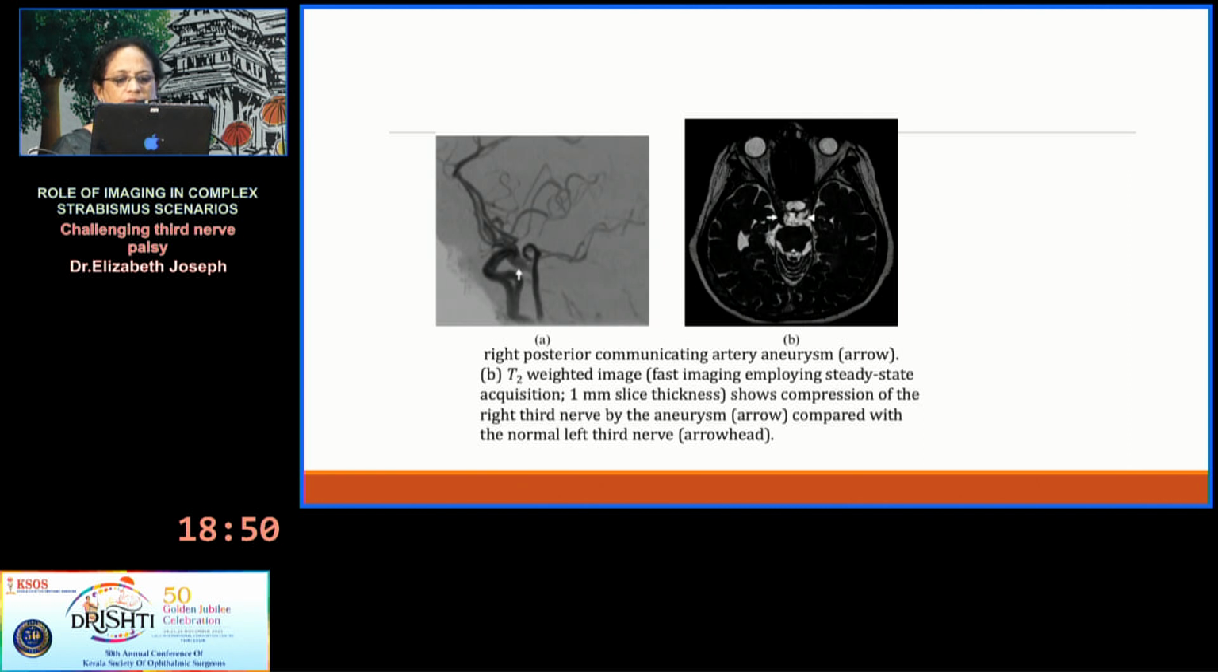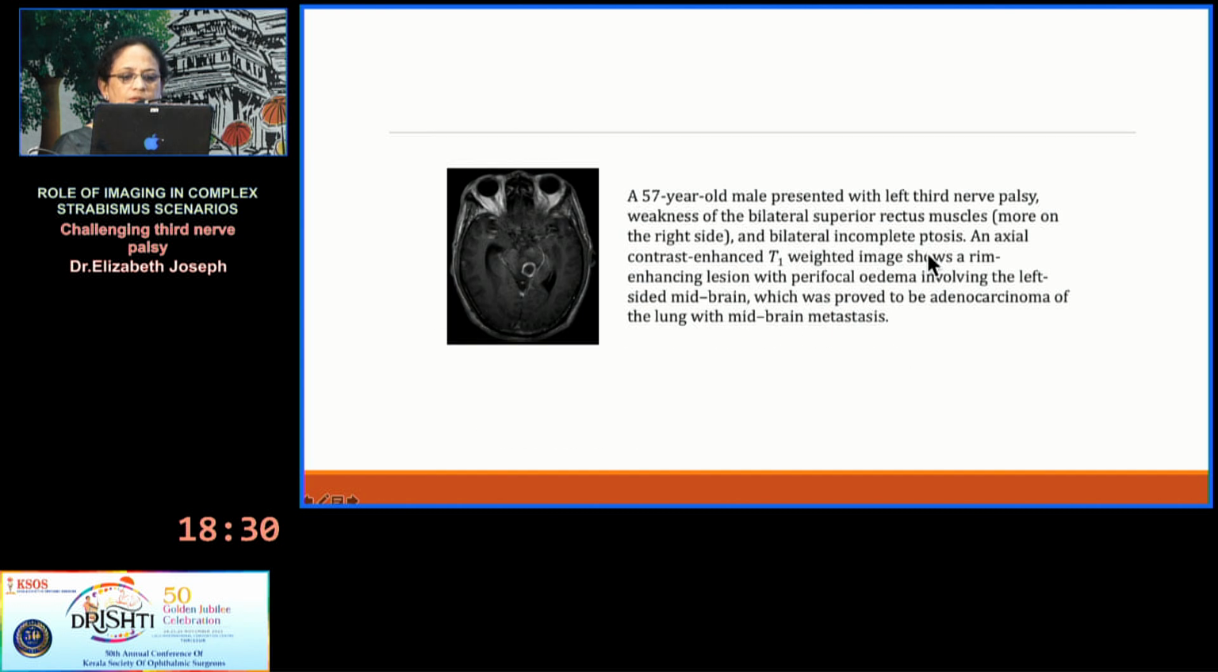This is a right posterior communicating artery aneurysm. You can see this demonstrated in the MR angiogram, and the T2 weighted image shows the aneurysm pressing on the third nerve. Then another patient, a 57-year-old male, presented with left third nerve palsy and weakness of bilateral superior rectus, with bilateral incomplete ptosis. That was a nuclear lesion, and you can see a rim enhancing lesion, which was a midbrain metastasis.